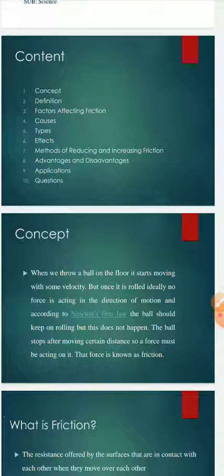The ball stops after moving a certain distance because a force is acting on it, and that force is the external agency, which we commonly call friction. In short, according to Newton's law, when I throw a ball it keeps moving unless some external force acts on it. That external agency, responsible for decreasing the speed of the ball, is known as frictional force, or commonly friction.